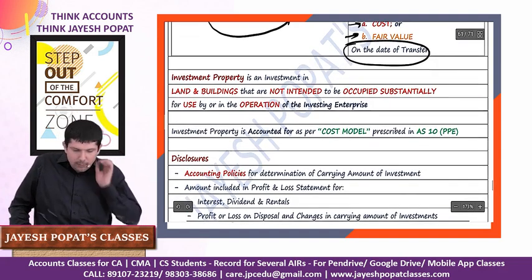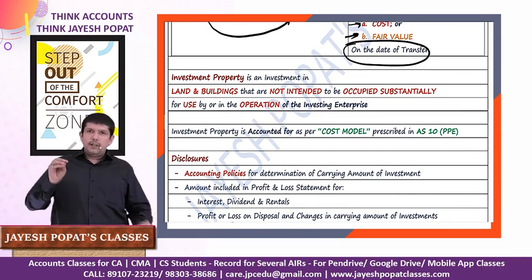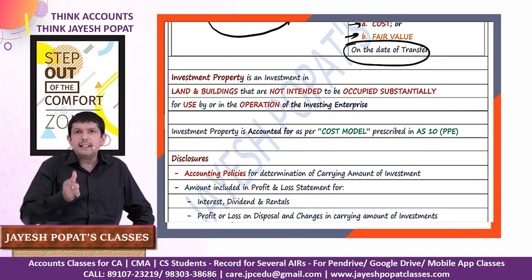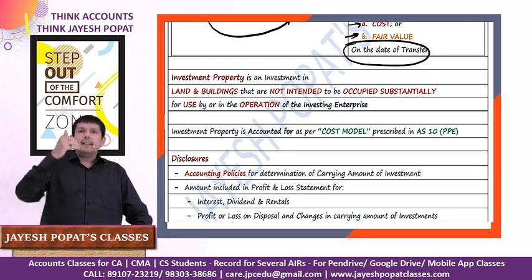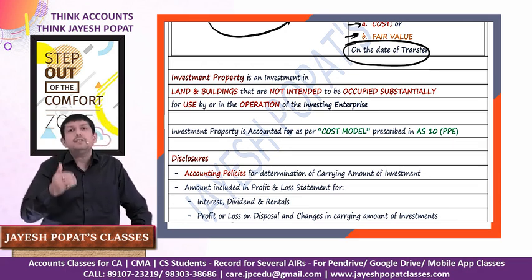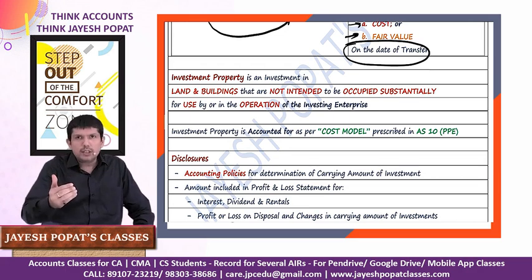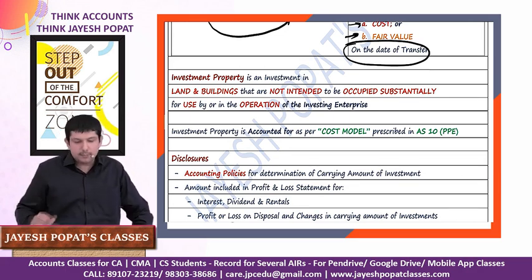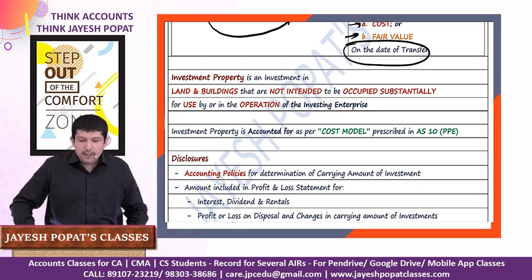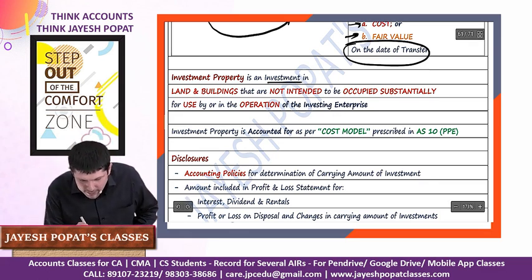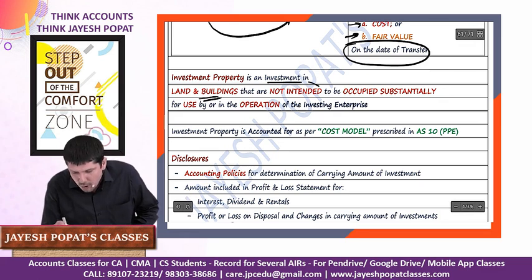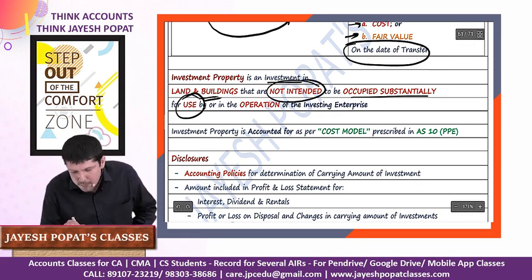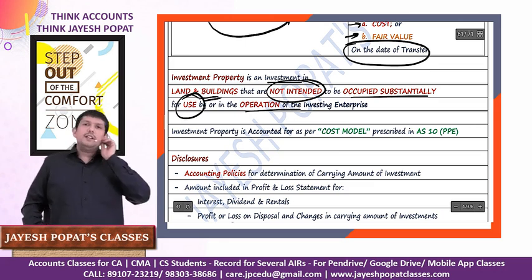Then we'll also talk about investment property. Normally when we talk about land and building, we straight away think about PPE, AS 10. AS 10 says that PPE is an asset which is held for use in the business, and it is intended to be held for a period of more than 12 months. But investment property is an investment in land and building not intended to be occupied substantially for use by or in the operations of the investing enterprise.